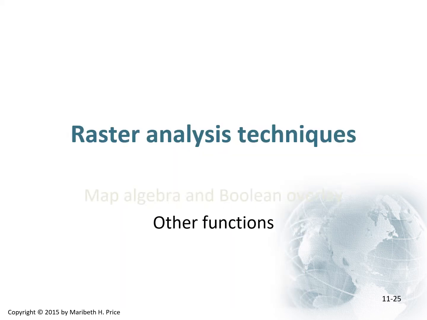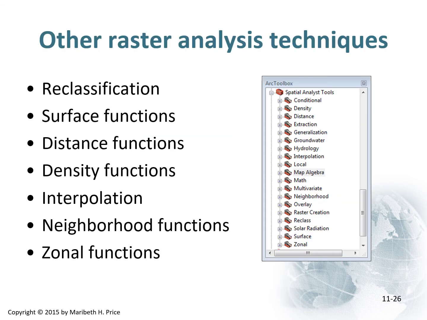So what are some other functions that are available as far as raster analysis? There's lots of them. Reclassification is really useful. That's where you simply go in and you can just change the classes, combine classes, and do a lot of things with that. Surface functions, distance functions, density functions, interpolations, neighborhoods, and zonal functions, they all have their unique spot. And so we'll go through a few of these.